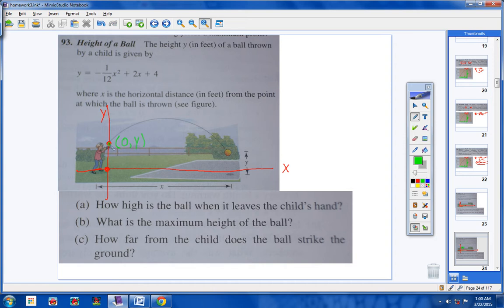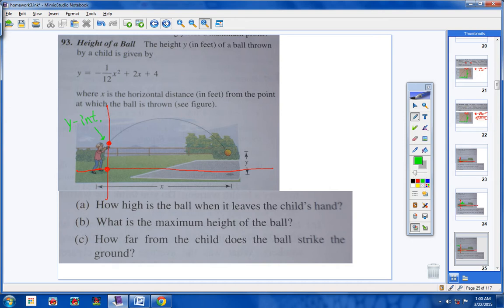This ordered pair right here is on the y-axis. So how far to the right is it? 0. How far to the left is it? 0. So we know the x value is 0, and then we're looking for the y value. So really we're looking for the y-intercept, to be honest with you. So you're putting 0 in for x. Well, students, that should be really easy to do. Everywhere there's an x, just put a 0 and you'll get out your y.